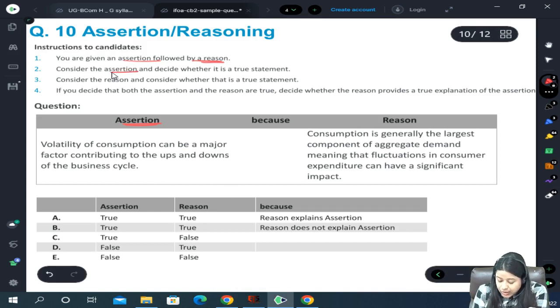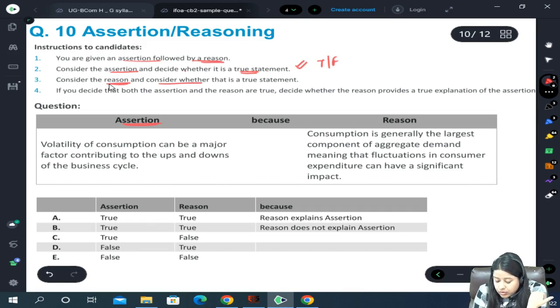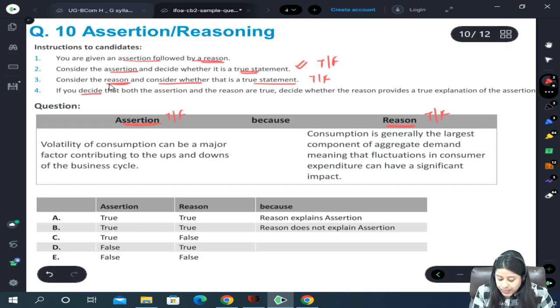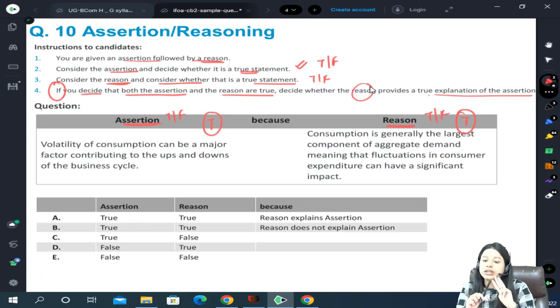Consider the assertion and decide whether it's true. The first step is to decide whether the assertion is true or false. Then consider the reason and decide whether it is a true statement. So individually, is this true or false? Once you have decided this individually, the next very important thing: if both the assertion and the reason are true, decide whether the reason provides a true explanation for the assertion. So it's a three-step process. First, decide whether the assertion is true or false. Then decide whether the reason is true or false. And then, if both are true, decide whether the reason is the correct explanation of the assertion or not. Clear? Clear, all of you?